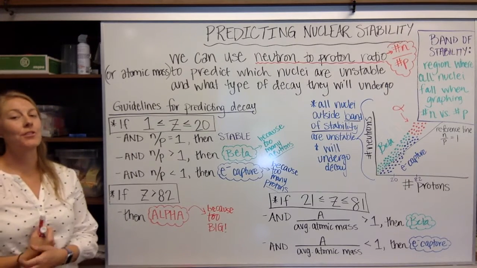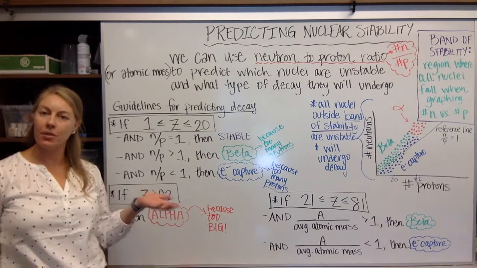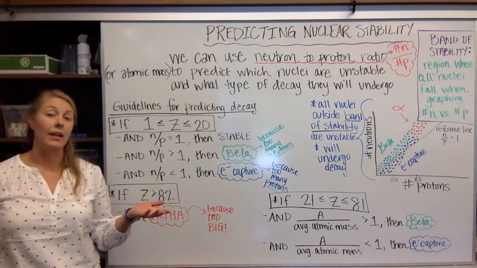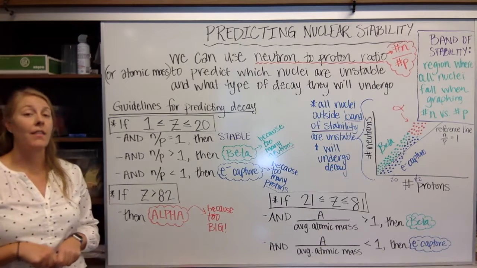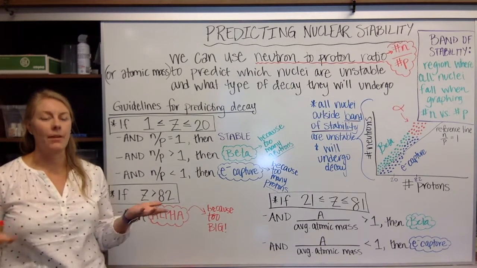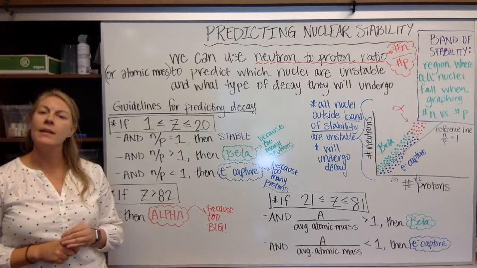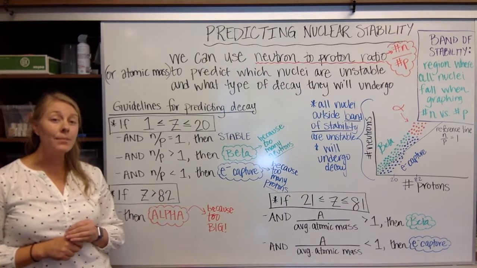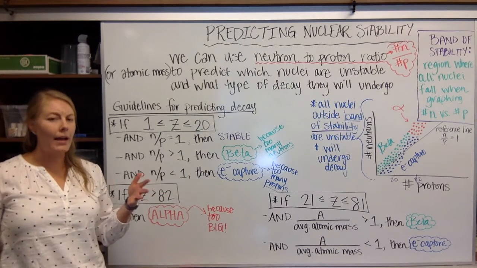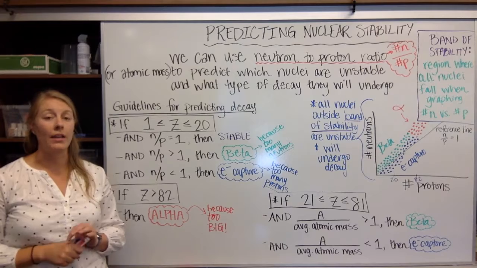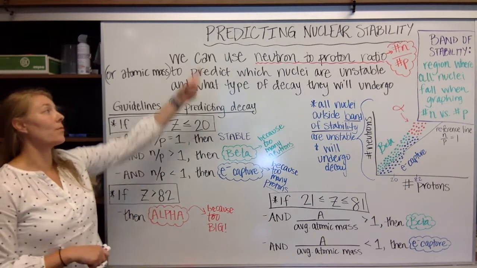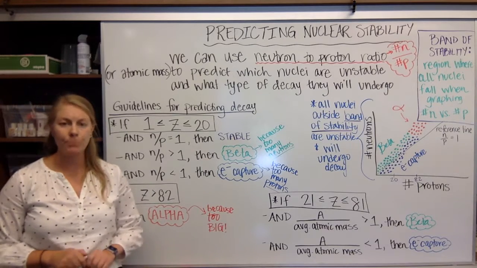Everybody. Today we're talking about predicting nuclear stability. We've seen a little bit about nuclear radiation, events like Chernobyl, where nuclear radiation has been really serious and really affected us. We've seen how to write balanced nuclear equations, and now we're going to take a look at how we actually predict what kind of nuclear radiation or what kind of nuclear decay isotopes will undergo. So today we're predicting nuclear stability.